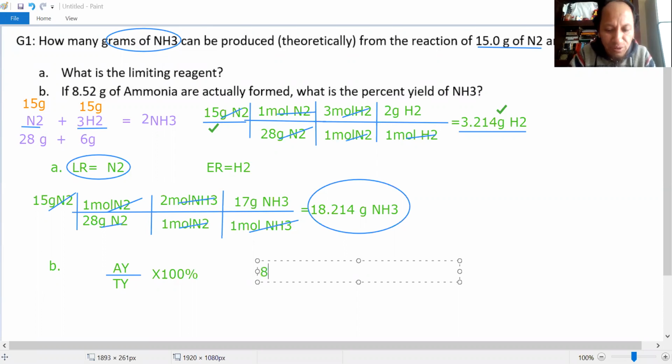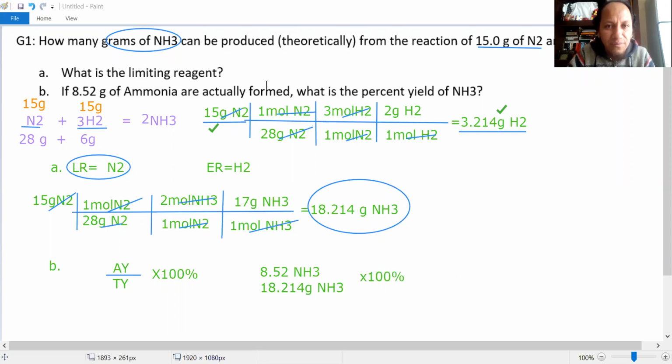8.52 grams of ammonia are obtained. And then you divide all of that by what you just obtained in the upper part, 18.214 grams of NH3, that's the theoretical yield. And then all of that times 100%.